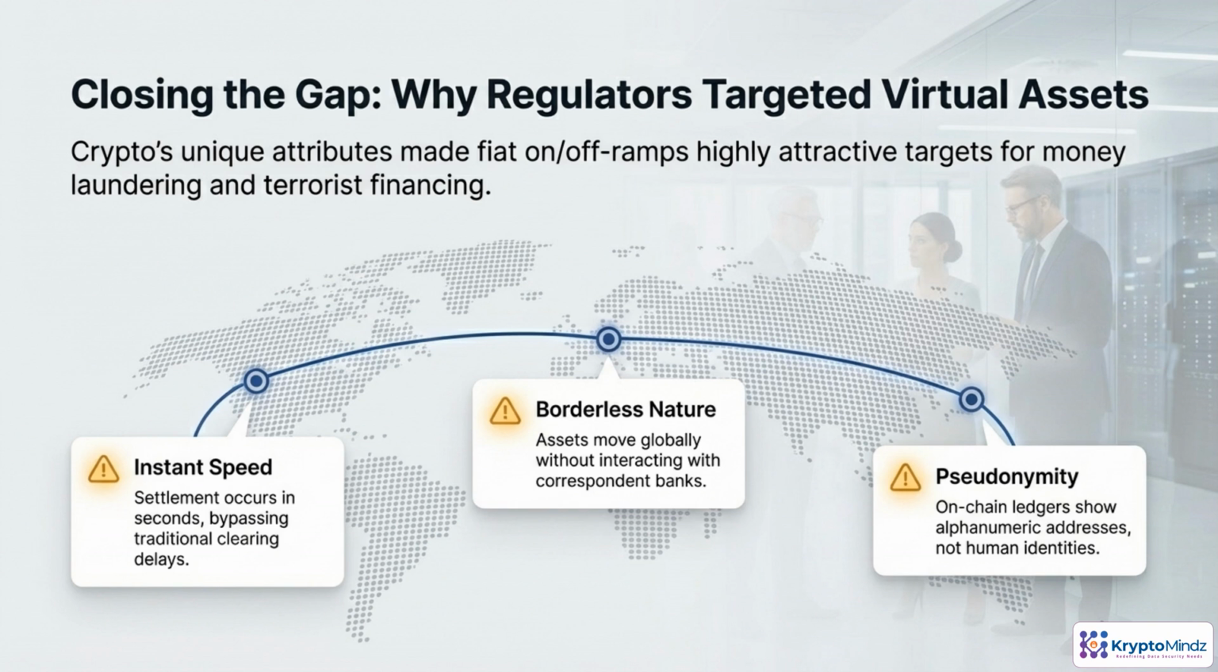Regulators didn't wake up one day and decide to target crypto for fun. They saw three powerful features collide: transfers that settle in seconds, assets that cross borders with almost no friction, and ledgers that hide real-world identities behind codes. Without strong controls, that combination is ideal for abuse.